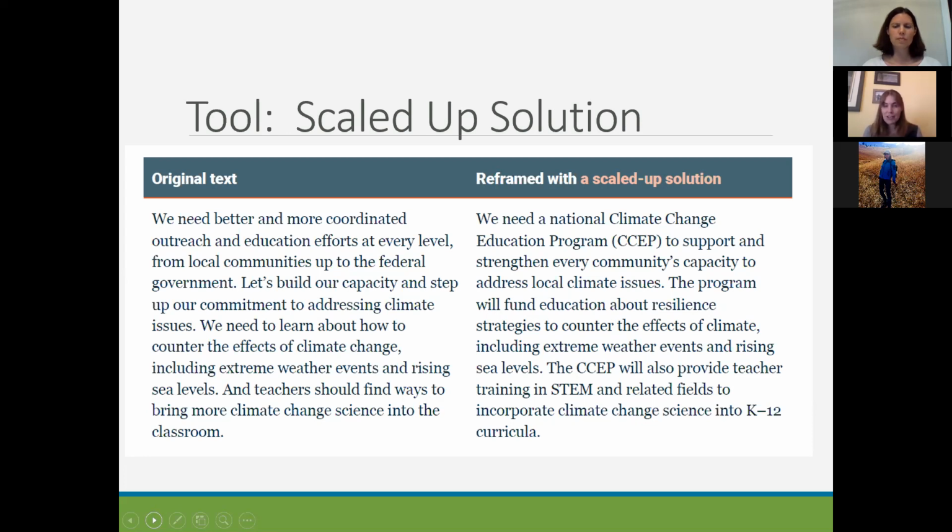So it's going to fund education. It's going to provide teacher training. Whereas the first one said teachers should find more ways to bring climate change science into the classroom. So really we're taking on that systemic lens, and thinking about the system rather than individuals taking action. How do we do it together? And again, this type of language isn't going to work for every communication, but when we can do this, it can be really helpful in switching that brain frame: this is a systemic issue and we need systemic solutions.